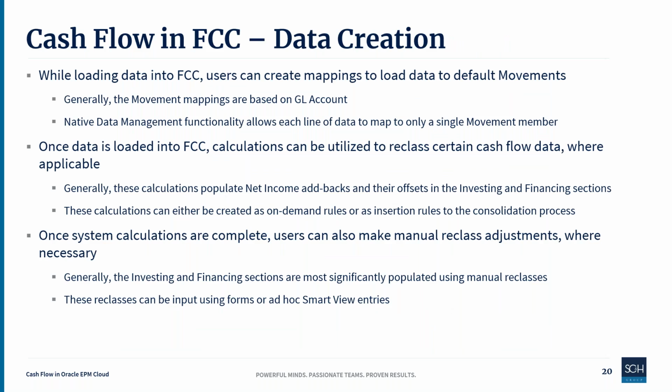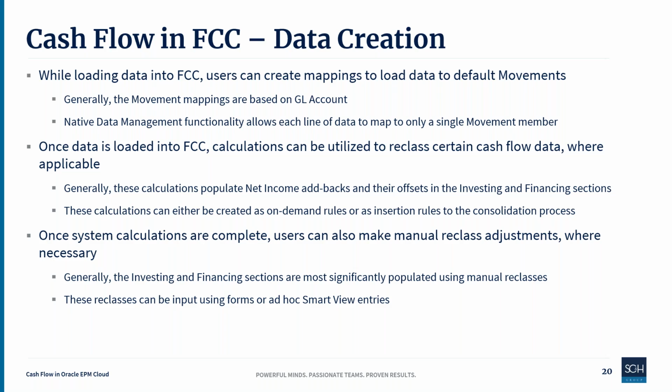Okay, in terms of how data is getting into FCC for cash flow. The first step is going to be loading data into the system, generally through data management, which you'll see primarily based on the GL account string coming in. Native data management functionality will allow you to map those line items to a single movement member. This will come up, there's going to be cases like we discussed where accounts are going to need to be split between multiple movement line items, but you'll be able to set a single movement for each individual line of data.